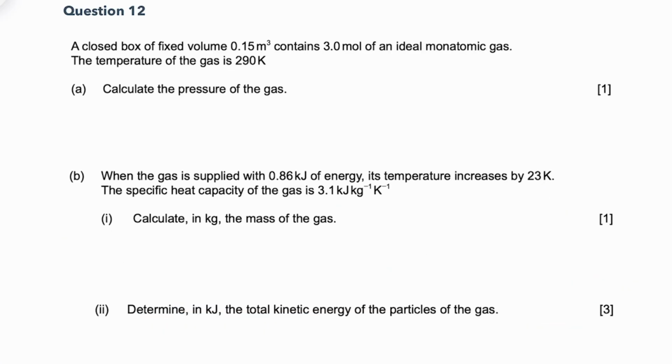Question 12. A closed box of fixed volume 0.15 metres cubed contains 3 moles of an ideal monatomic gas.